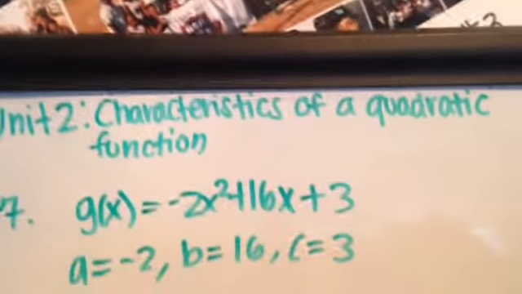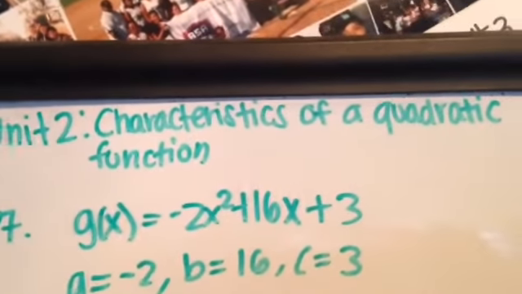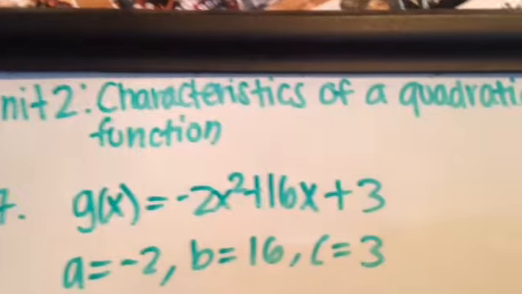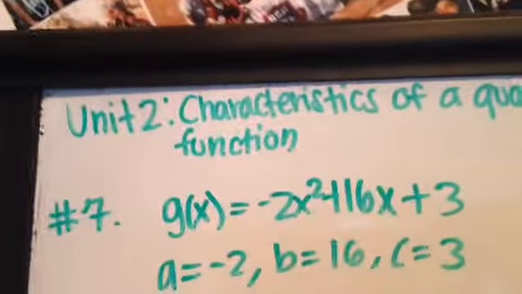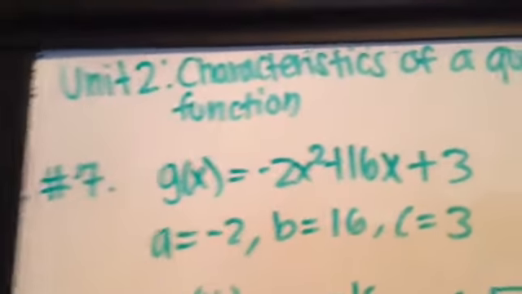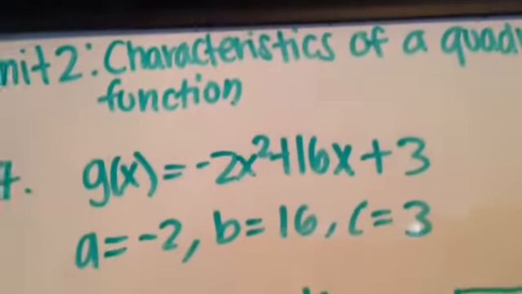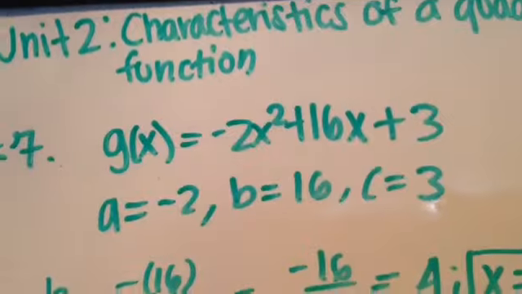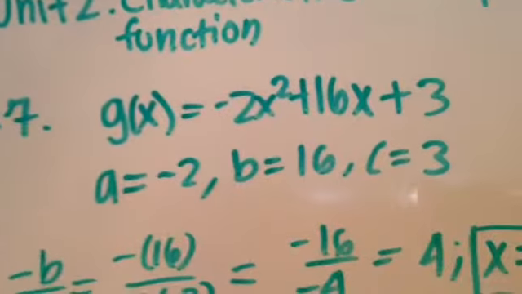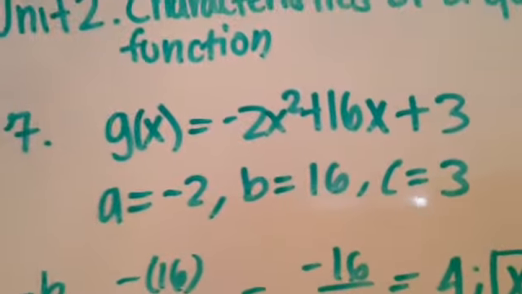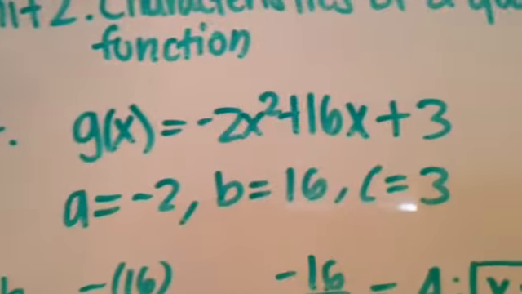My Unit 2 video, and this is my first example. I'm starting off with characteristics of a quadratic function. My first example problem is g(x) equals negative 2x squared plus 16x plus 3. You want to break up your numbers into variables by the letters a, b, and c. So negative 2 is your a, 16 is your b, and 3 is your c.